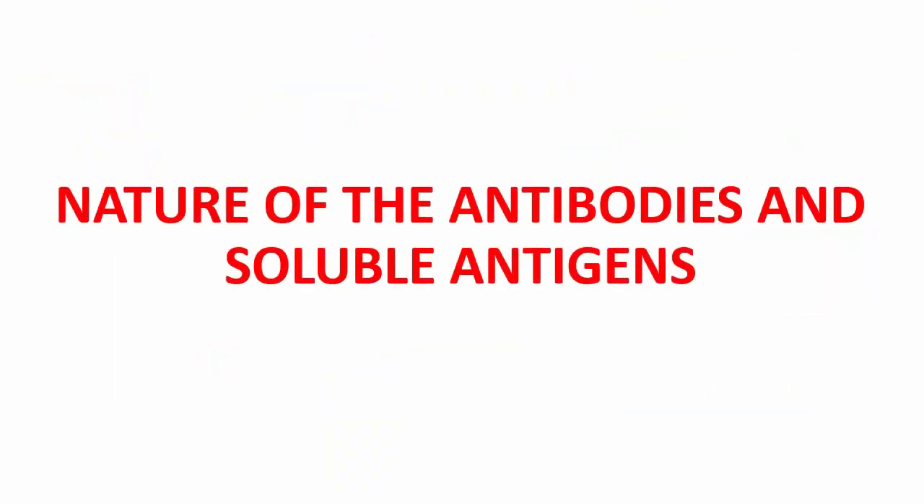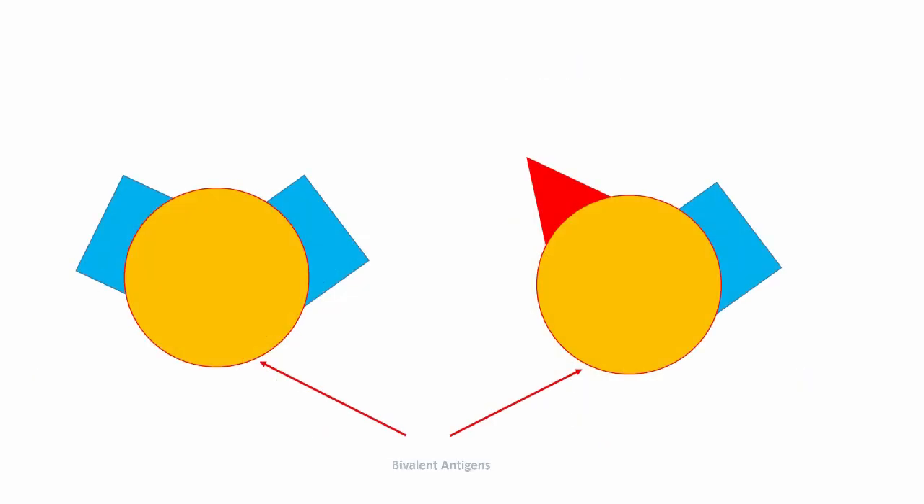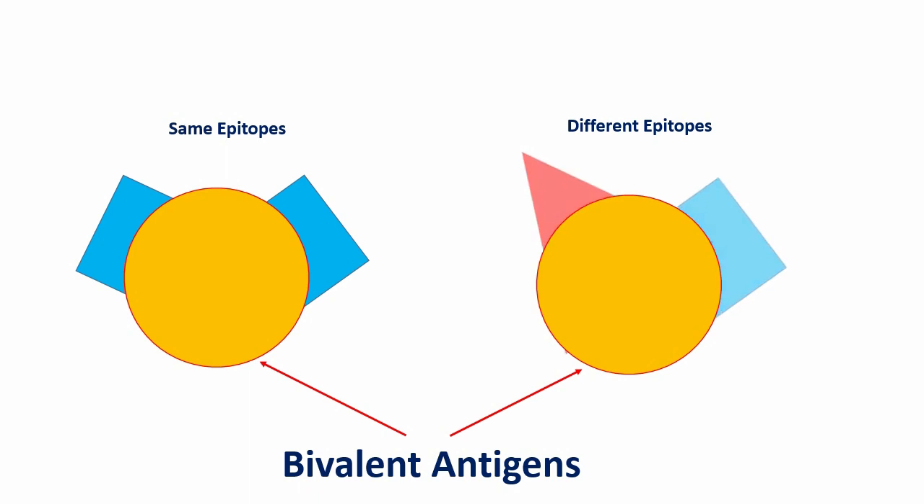So now let's discuss the antibodies and the antigens which participate in the precipitation process. Okay, see the animation. The antibodies which participate in the precipitation process should be bivalent. That means the antibody should contain two fragments to bind with two epitopes. So what about the antigens? The antigen must be either bivalent or polyvalent. Bivalent means the antigen should contain at least two copies of the same epitope to bind with the same type of antibodies.